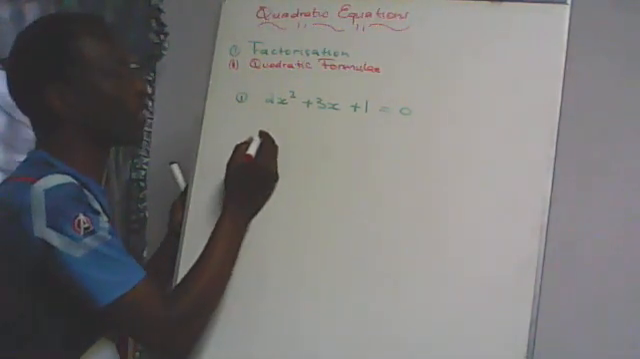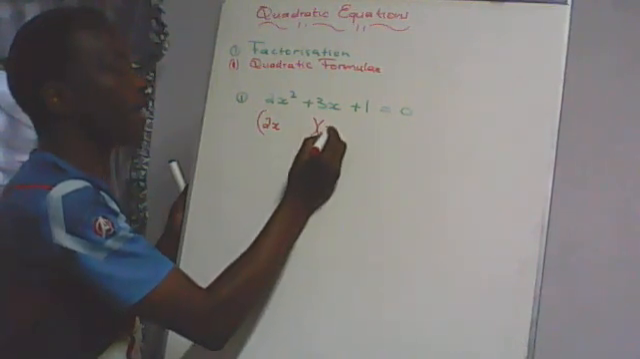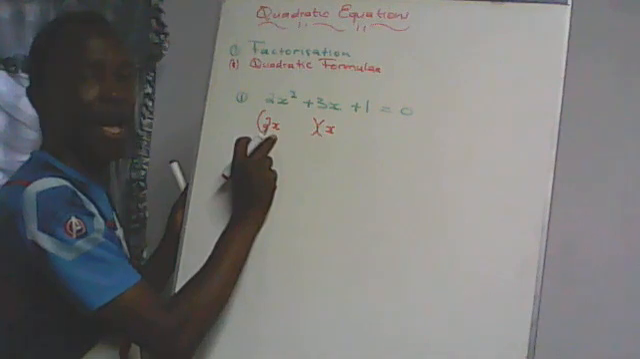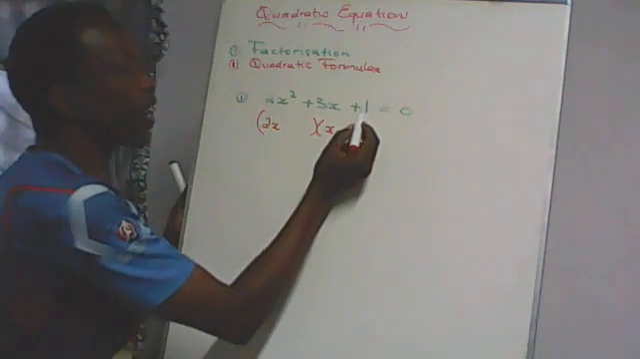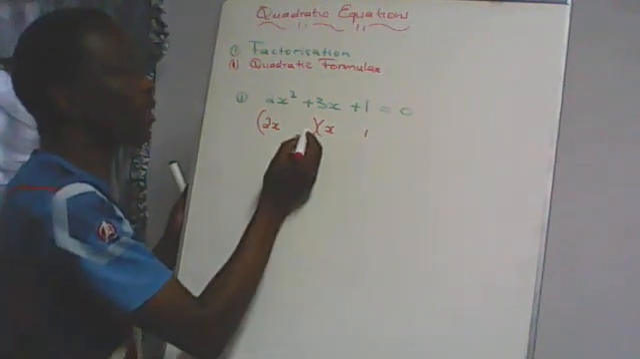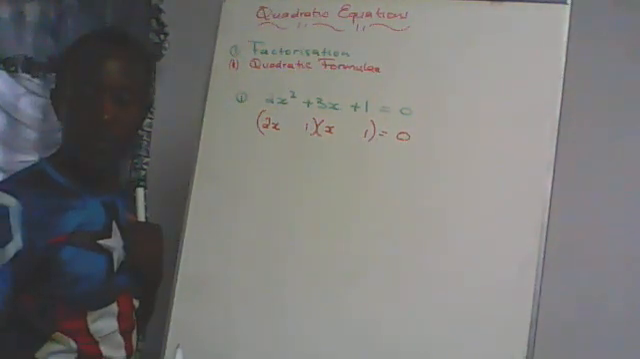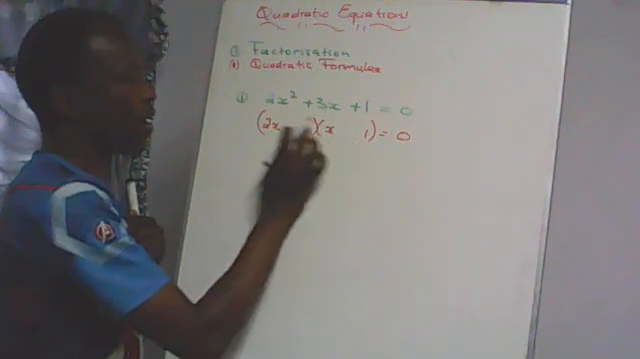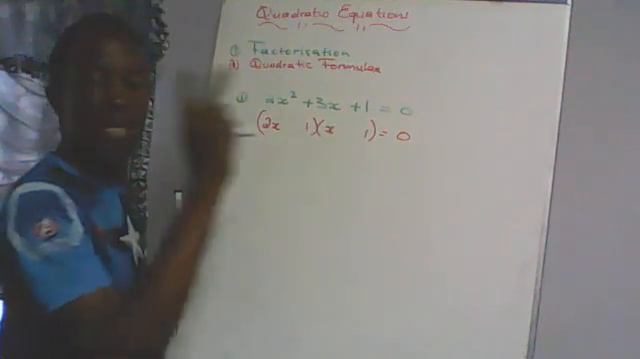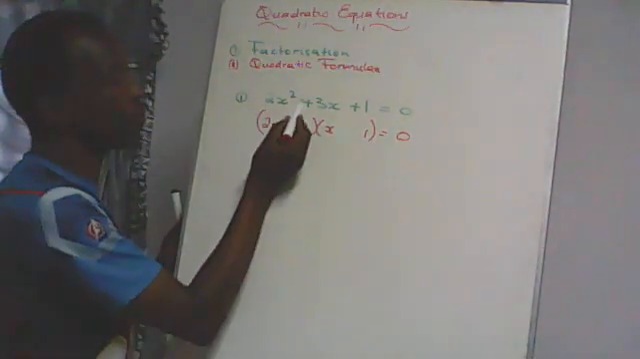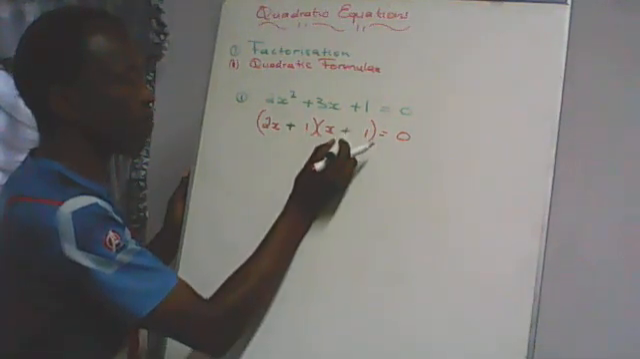Now, what are the factors of this? We have 2x and x. 2x multiplied by x is equal to 2x squared. And then, what are the factors of 1? The factors of 1 are 1 and 1. And then equate it to 0. But we still have a shortage of the signs here. This is positive. That means the signs should be the same, and that should be the sign of the middle term. That is plus, plus.